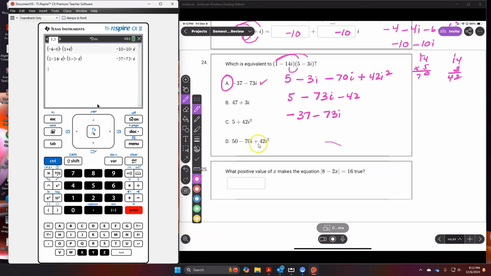If you want to eliminate answers, if it has i squared, they would probably simplify, so I could probably eliminate this one. With i squared, I would have to simplify further. So yeah, you would have eliminated two, but it's either A or B. In this case, it was A.